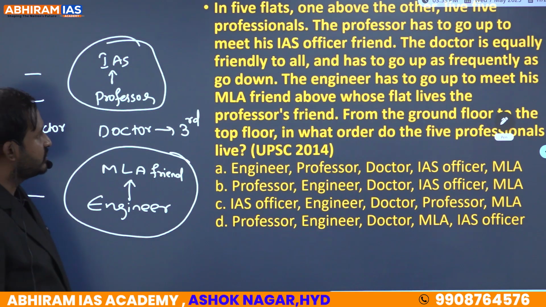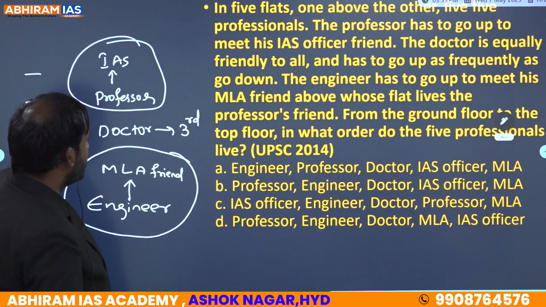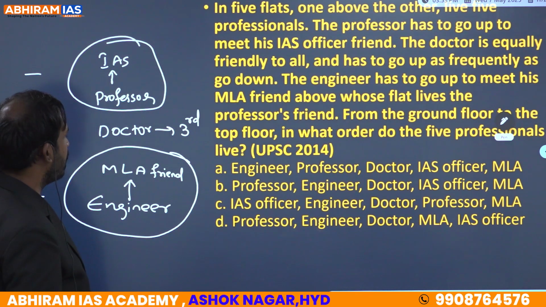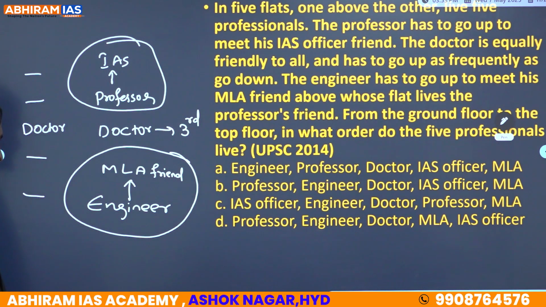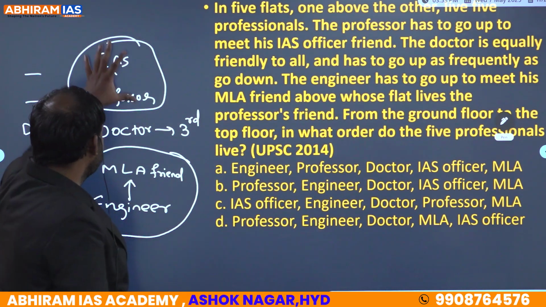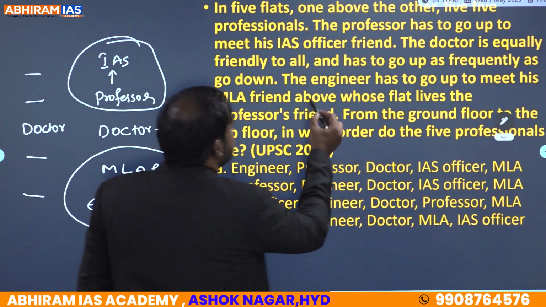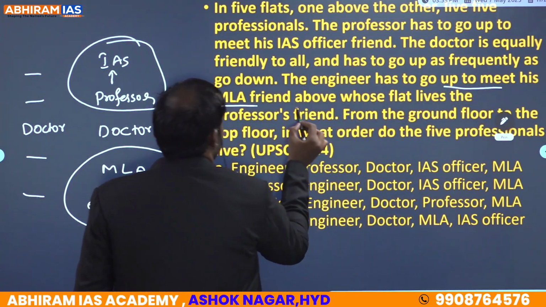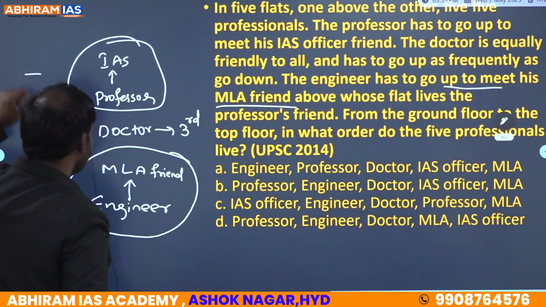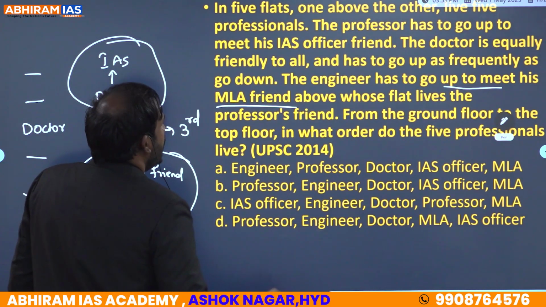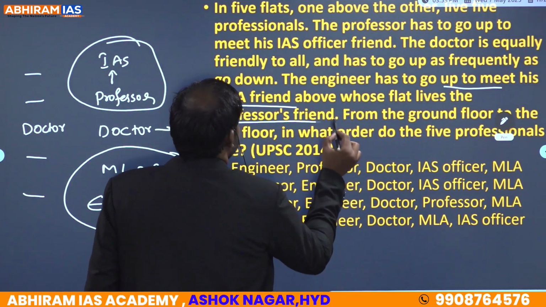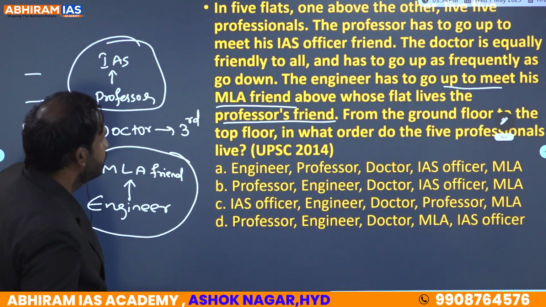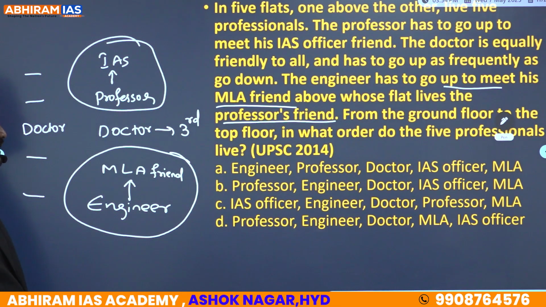See here, the engineer has to go up. Okay, from the ground floor, what is the correct order? Now see here students. Now this one is very clear. The engineer has to go up to meet his MLA friend. Above whose flat lives the professor's friend. Okay, the professor's friend is living above this one. From the ground floor we need to tell the order.